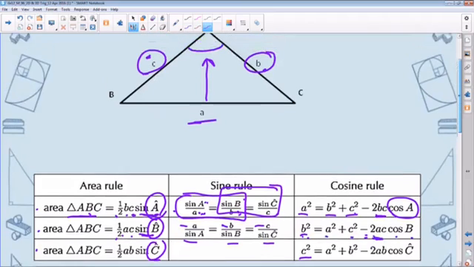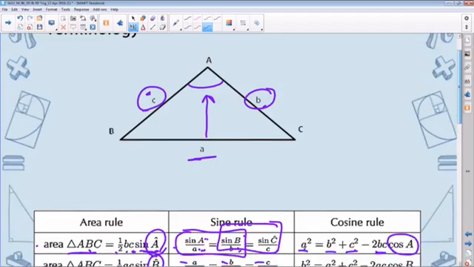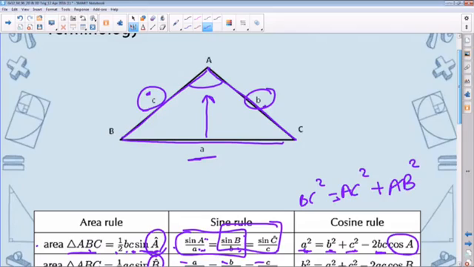All right, what you also need to be aware of is that instead of using A, little b, little c, you can also certainly say AC and AB and BC. So this can be rewritten as BC squared is equal to AC squared plus AB squared minus 2 AC times AB cos of A. It's the same thing. These are equivalent. Remember, the little letters make it a shorter format for us to use.